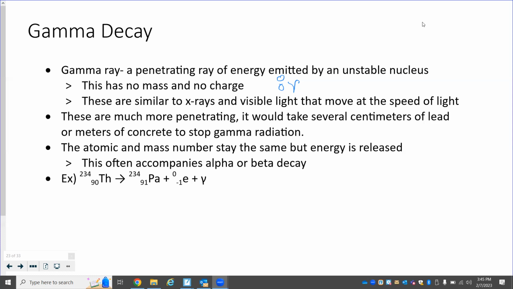So with gamma rays, the atomic and mass numbers stay the same. It just releases energy. A lot of times we do not deal with gamma rays. If we do, they tend to be coupled or paired with an alpha decay or a beta decay. So in the process of alpha or beta decay, it gives off a gamma ray. So you'll see our reaction from the previous slide down below, where we have the thorium-234 getting rid of that beta particle, producing protactinium-234, and also giving off a gamma ray, giving off energy when this occurs.